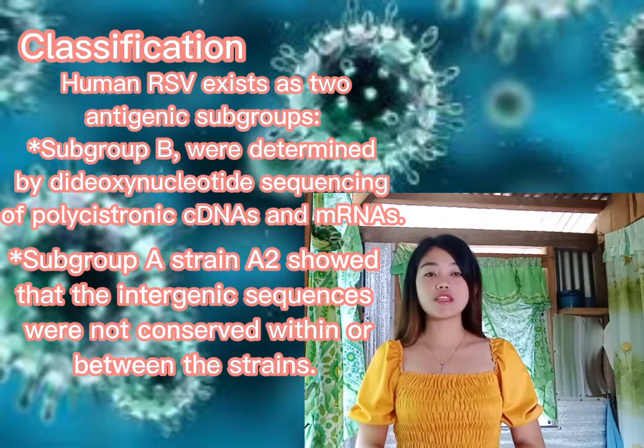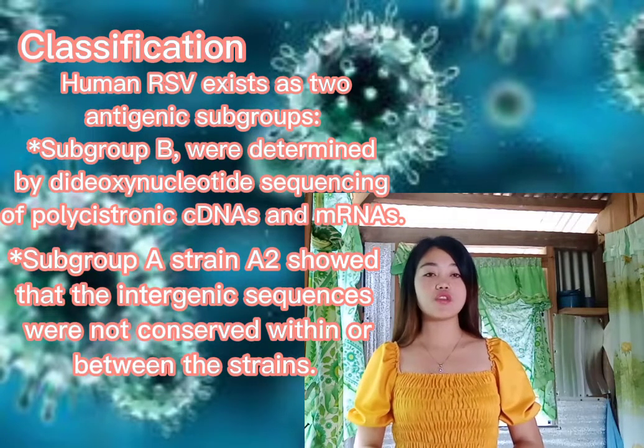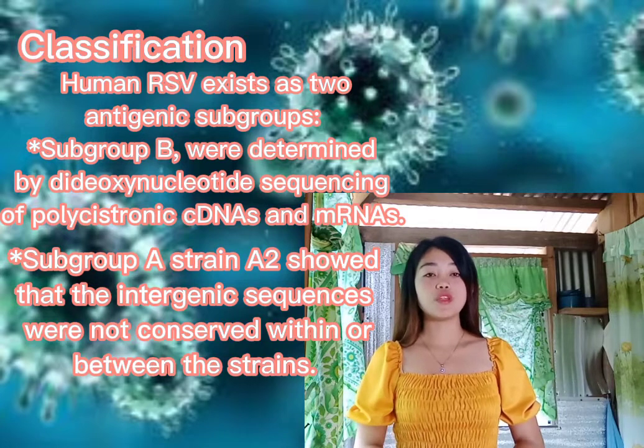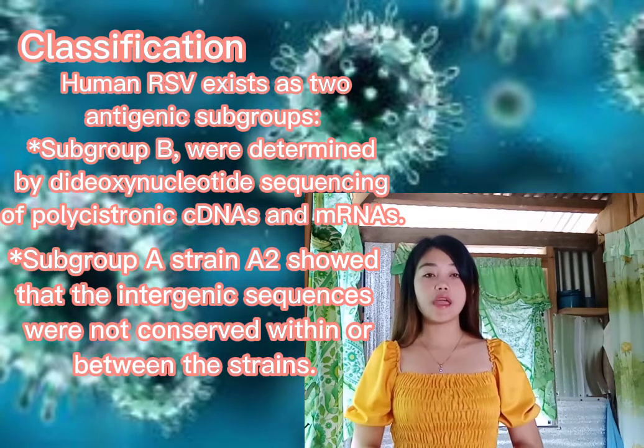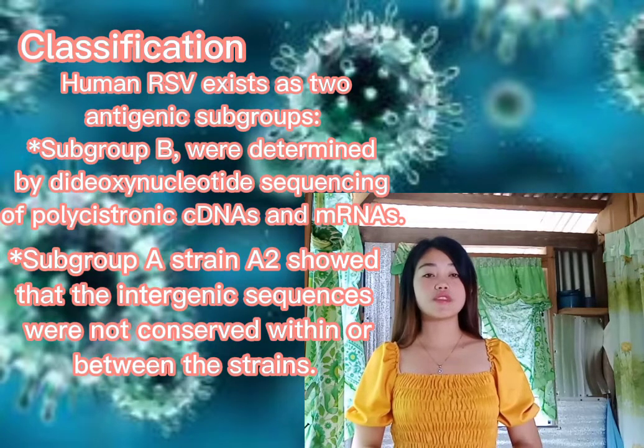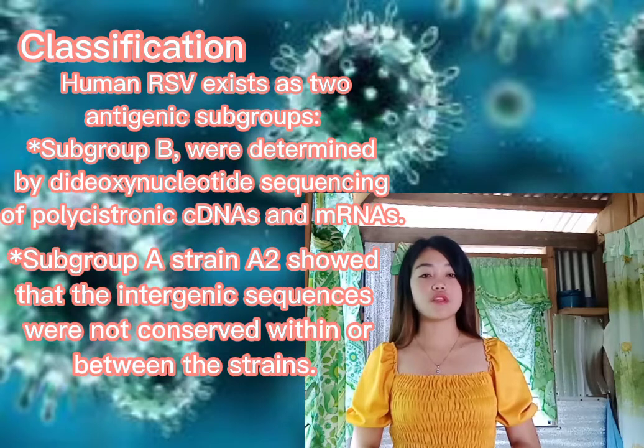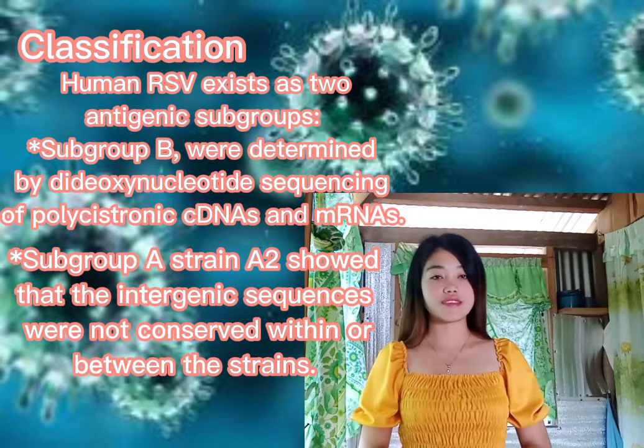Subgroup B were determined by dideoxynucleotide sequencing of polycistronic cDNAs and mRNAs. Subgroup A, strain A2, showed that the intergenic sequences were not only conserved within or between the strains.